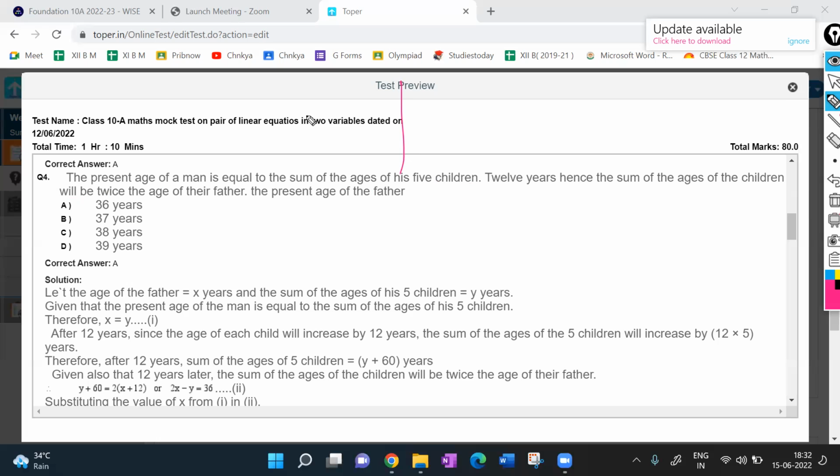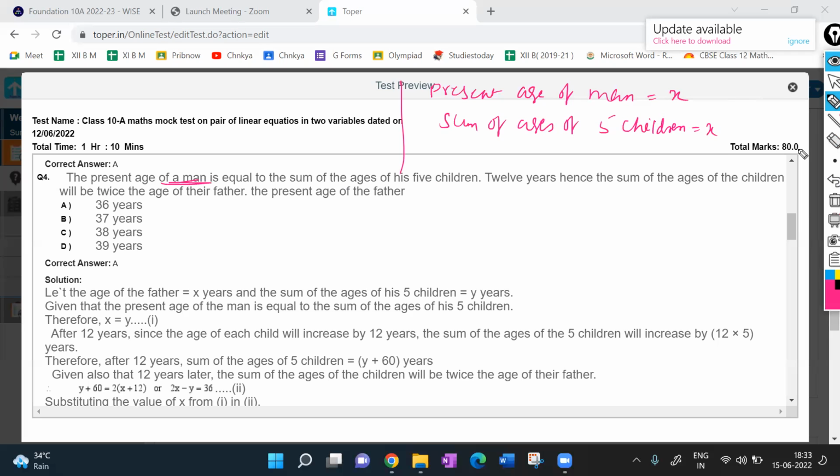See, very simple. Look at it, sir. The present age of the man is equal to present age of man. Who is the man here? Father, right? So present age of man is equal to X, which is equal to the sum of the ages of his children. Sum of ages of his 5 children, which is also X, right? Both are equal, so you can take X or you can take anything, Y.